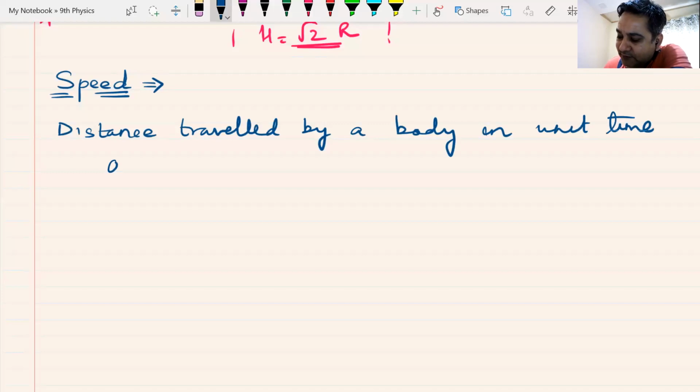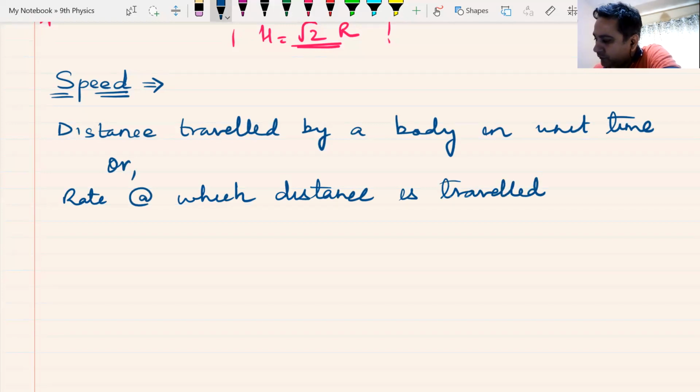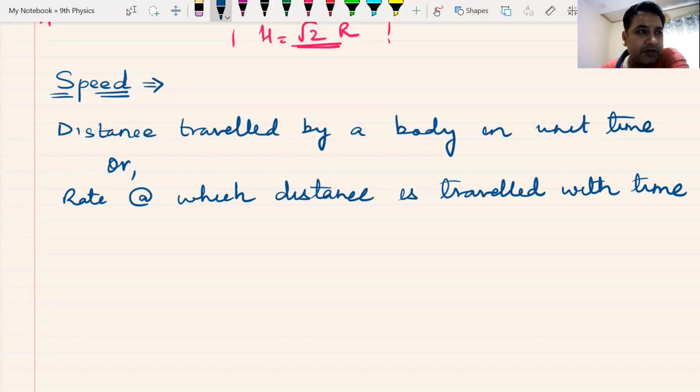Or I can call this as the rate at which distance is traveled with time. Do we all know this definition? The rate at which a body covers distance with time, or distance traveled by a body in a unit time, is known as speed. What are the important points you must remember?